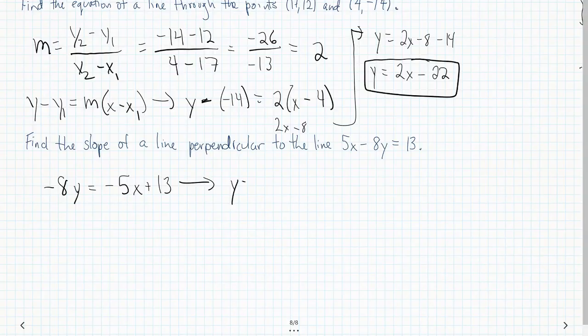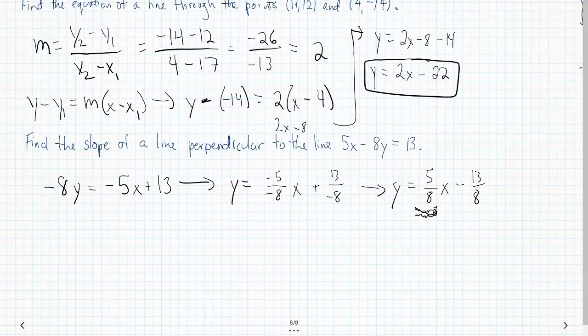So we can write this as y equals negative 5 over negative 8, and we'll just leave the x out here to make it easier on ourselves, plus 13 over negative 8. And notice that is y equals 5/8 x minus 13 over 8. All we care about, though, is this part right here. What that means is the slope equals 5 over 8 for the original line.